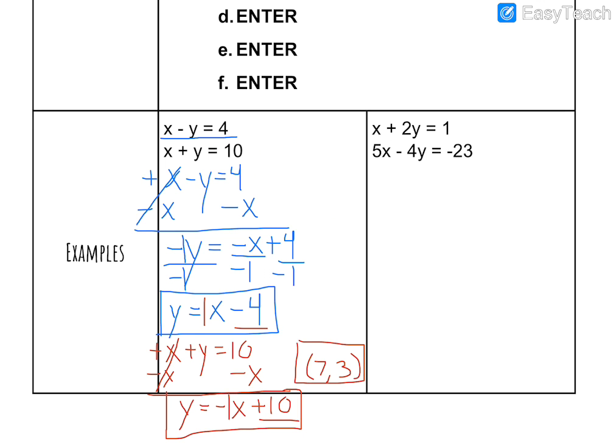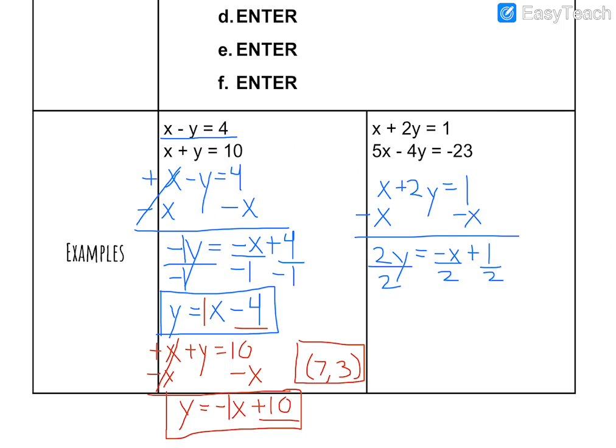We're going to do the same on this other one. We've got to get it to y equals first. So x plus 2y equals 1. We're going to subtract x on both sides. We get 2y equals negative x plus 1. Now we need to divide by 2. So we get y equals -1/2 x plus 1/2. If you're graphing this one out, it's going to be a little bit harder to actually see that graph. You might need to find some other whole number points first.